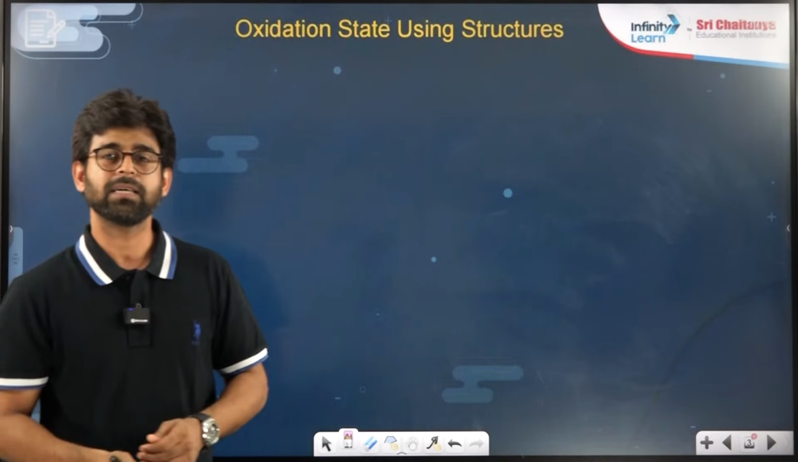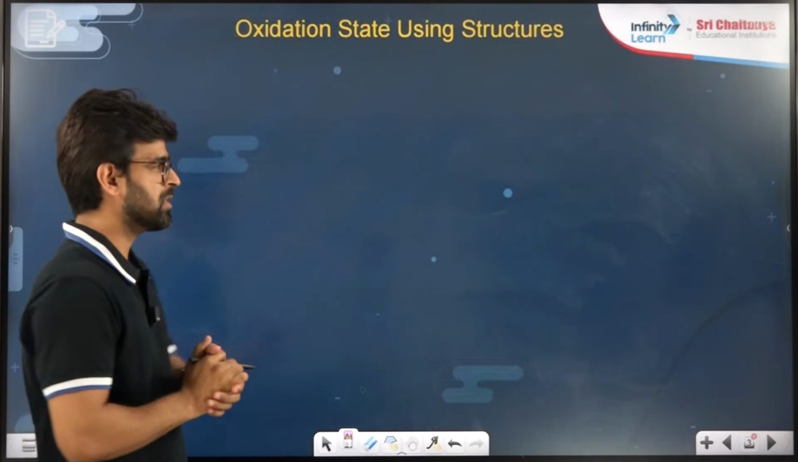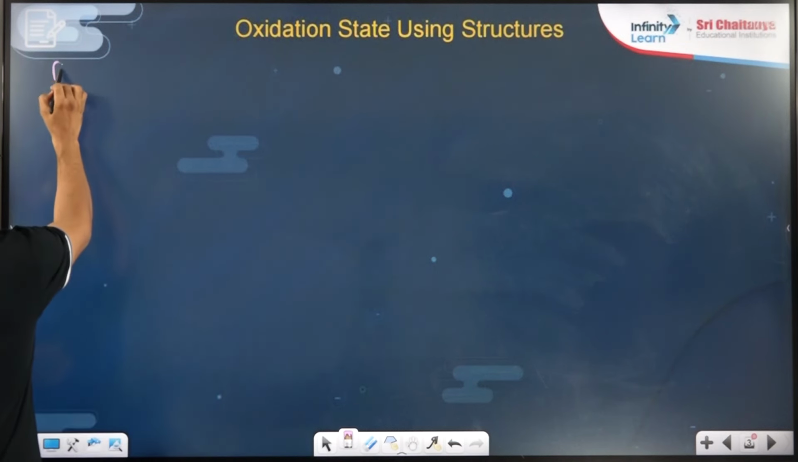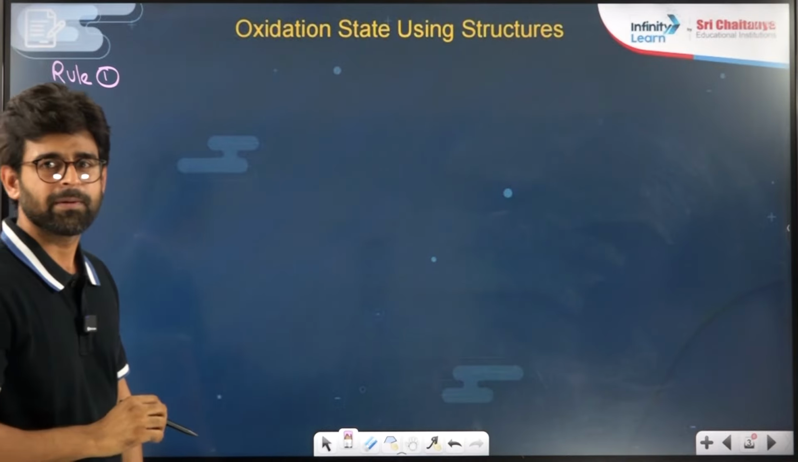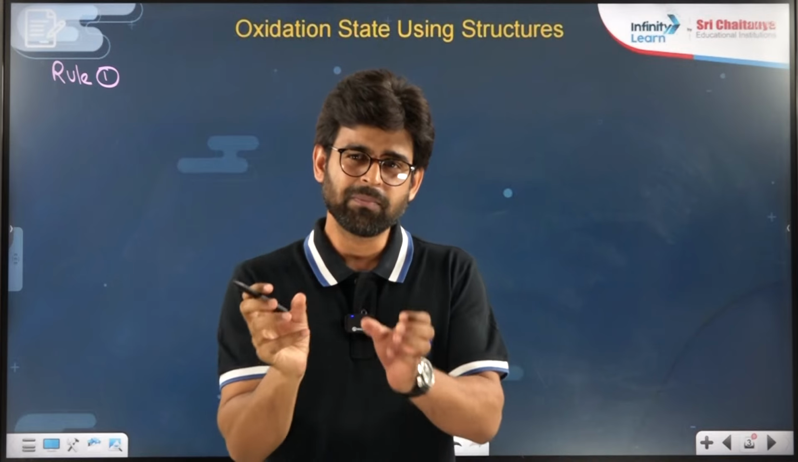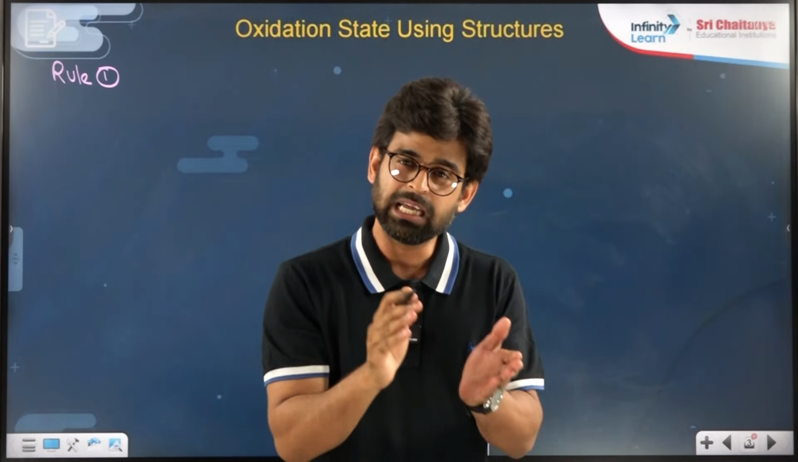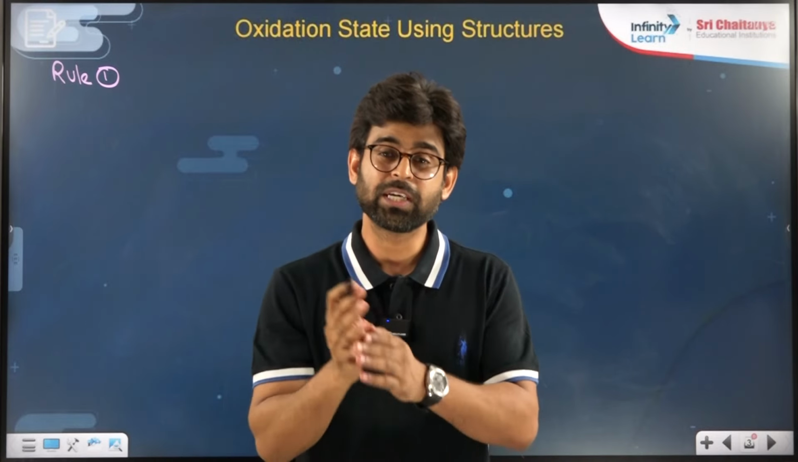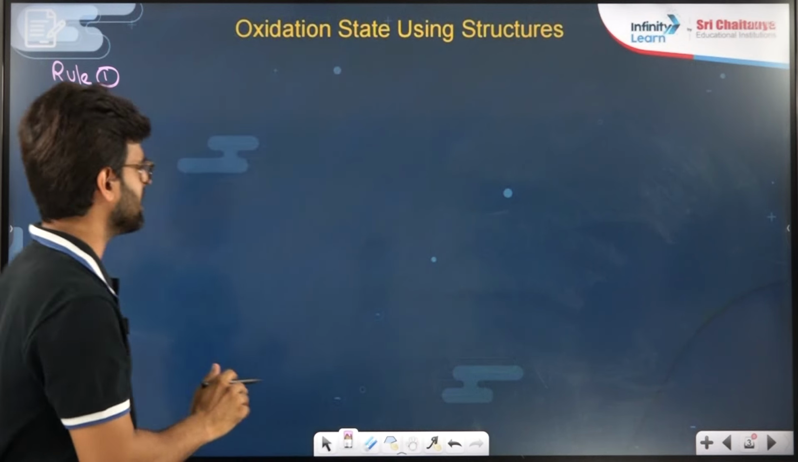So, oxidation state using structure. I am going rule by rule, right? What is the first rule? If you go for rule number 1, what this rule is saying, as I said just now, if I am breaking a bond between two atoms in which one is more electronegative and one is less electronegative, give +1 to the less electronegative and give -1 to the more electronegative, right?